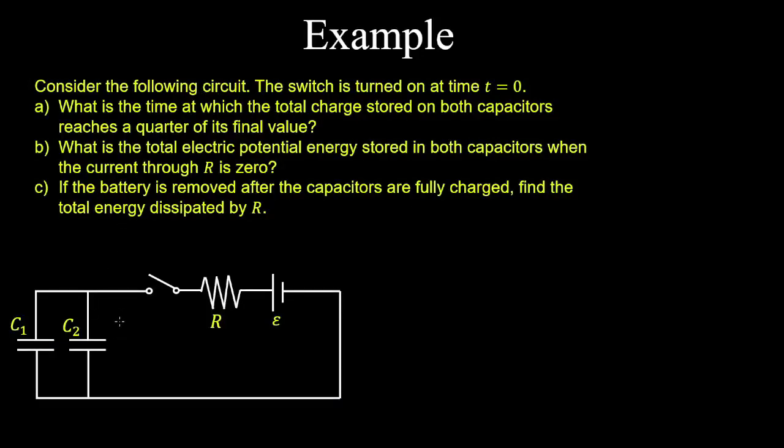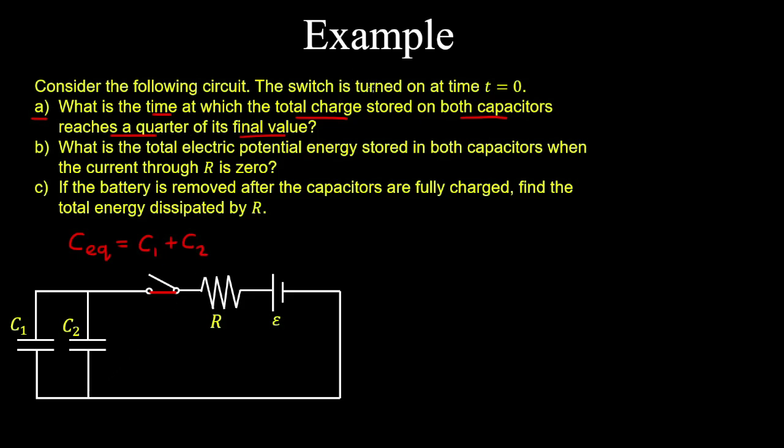Consider the following circuit where the switch is initially turned on at time t equals 0. And in part A, what is the time at which the total charge stored on both capacitors reaches a quarter of its final value? We'll recall that for capacitors in parallel, the equivalent capacitance is the sum of the capacitance of the individual capacitors.